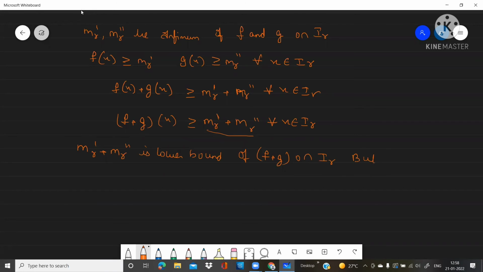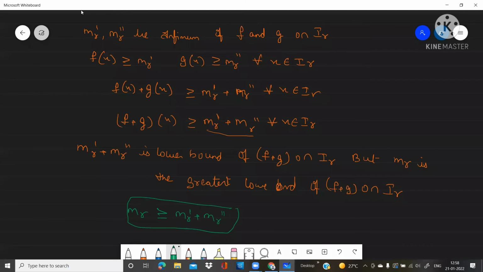But what is the greatest lower bound? That is the infimum. So small m_r is the greatest lower bound of f plus g on the interval I_r. So how will you write this? You can write this as small m_r is greater than or equal to m_r' plus m_r''. So this is the one which you have to remember.